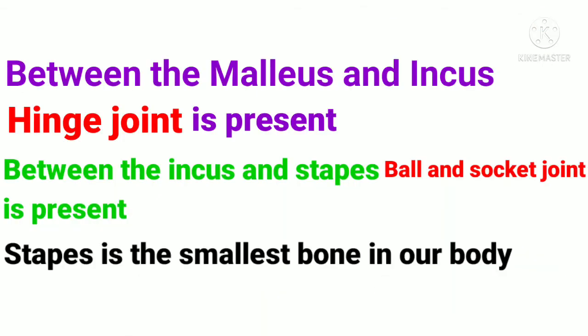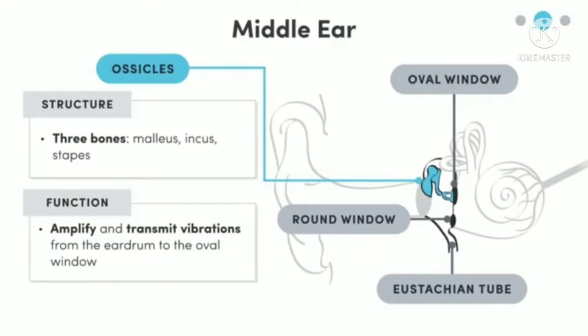Between the malleus and incus, a hinge joint is present. Between the incus and stapes, a ball and socket joint is present. Stapes is the smallest bone in our body. We have to remember this point. Functions of ossicles: amplify and transmit vibrations from the eardrum to the oval window.